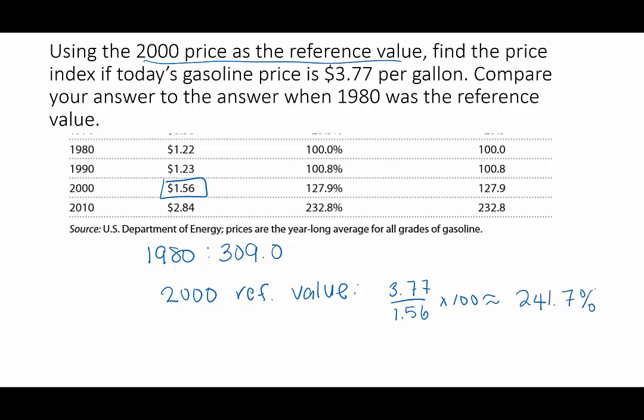241.7%. So you can see that the value of the dollar was higher in 2000 than it was in 1980, which makes sense because, right, it's called inflation, and inflation is usually what happens as we move forward in our years.